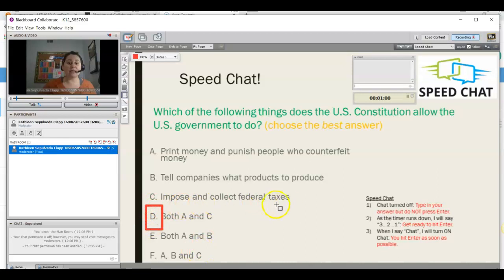C is impose and collect federal taxes. That is in the U.S. Constitution, that they are required to impose and collect federal taxes. The reason being is that we need to make sure that our government has enough money to run. Okay, and that's where taxes come into place. We have a lot of programs that help our citizens here in the United States, and we need to make sure that those programs are funded.